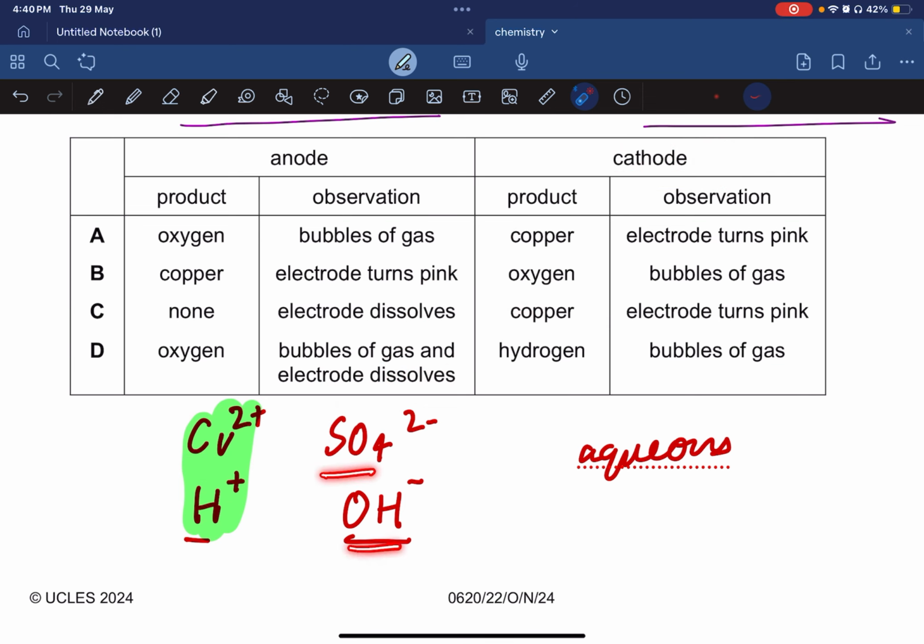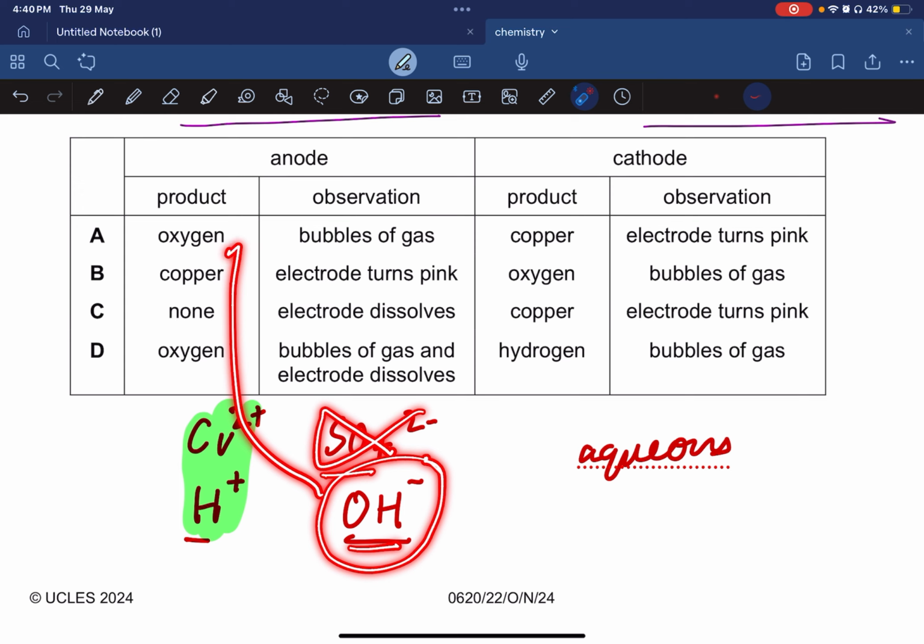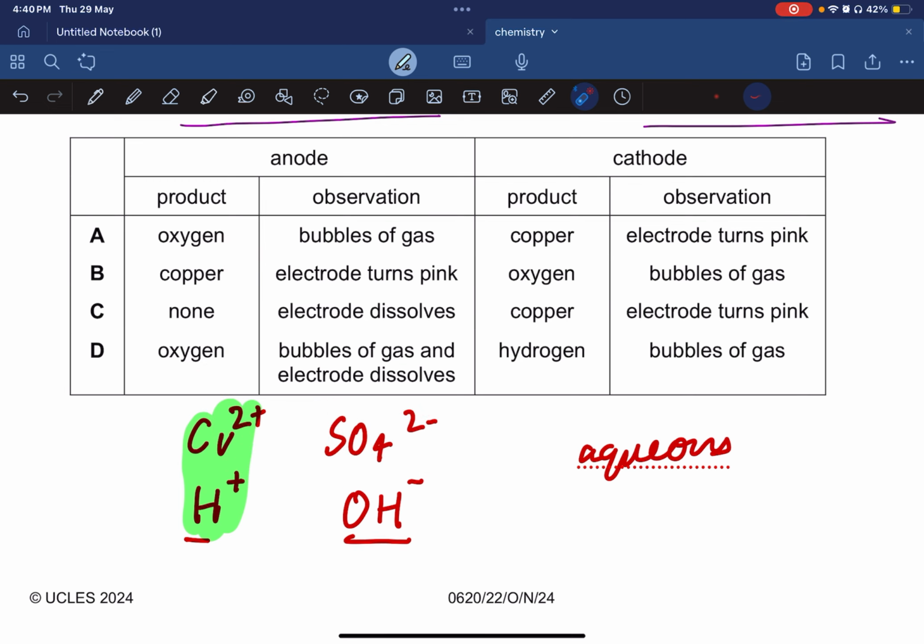Sulfate and OH negative ions. Sulfates don't discharge, it's going to be OH negative, and whenever a hydroxide ion discharges, you get your oxygen gas. So it can either be A or D, and that makes A the correct option, because oxygen at the anode and copper at the cathode. So A is the correct option.